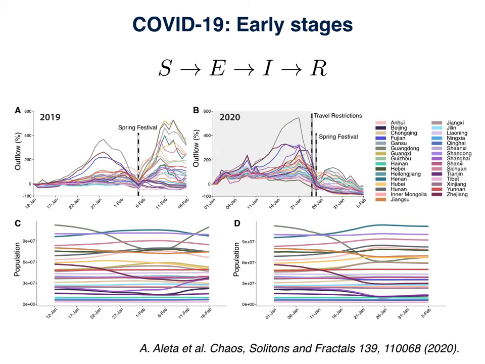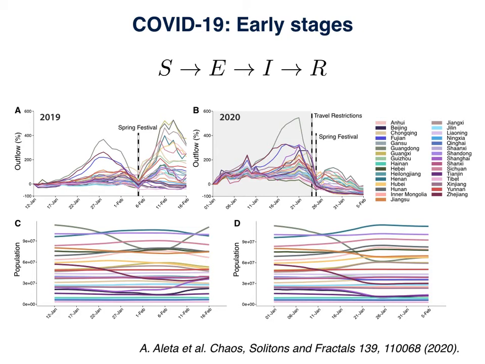And the travel restrictions that were imposed in China were imposed exactly around this Spring Festival. That means they were imposed around the minimum flux of outflow of people from one place to the other, and the first wave of movement had already taken place. So you were not able to prevent people from moving freely and spreading the virus.